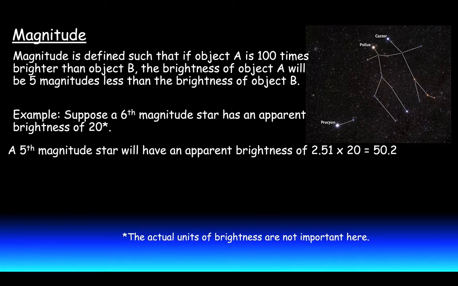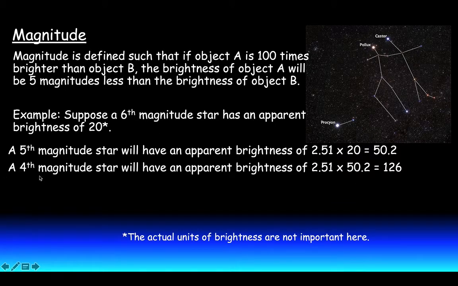Well, a 5th magnitude star will be 20 times 2.51. So a 5th magnitude star will have 50.2 units of brightness. A 4th magnitude star will be 2.51 times brighter than a 5th magnitude star. So a 6th magnitude star has 20 units of brightness. A 5th magnitude star has 50.2 units of brightness. A 4th magnitude star has 126 units of brightness.